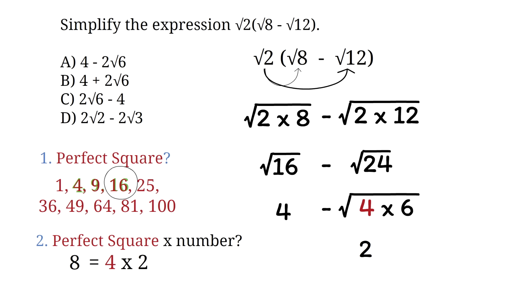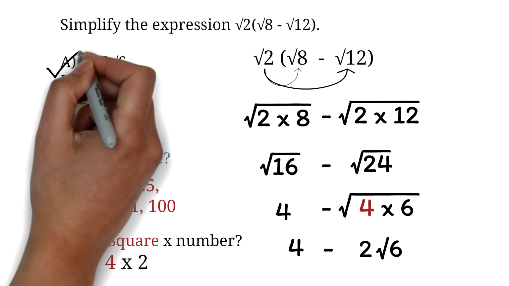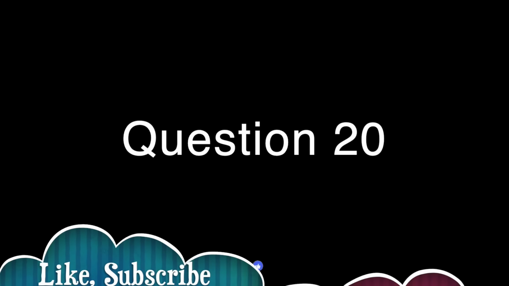Since we did not find the square root of the 6, it will remain under the root sign. So we have 2 times root 6. Our final answer is therefore 4 minus 2 times square root of 6. The correct answer is therefore option A.